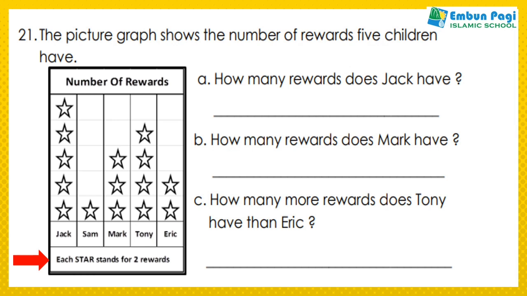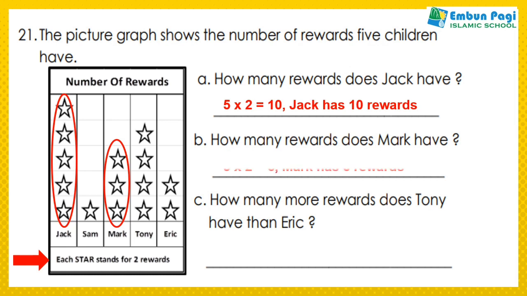Point A. How many rewards does Jack have? You can see that Jack has 5 stars, and each star stands for 2 rewards. So 5 multiplied by 2 equals 10, and Jack has 10 rewards. Point B. How many rewards does Mark have? You can see Mark has 3 stars, and each star stands for 2 rewards. So 3 multiplied by 2 equals 6, so Mark has 6 rewards.